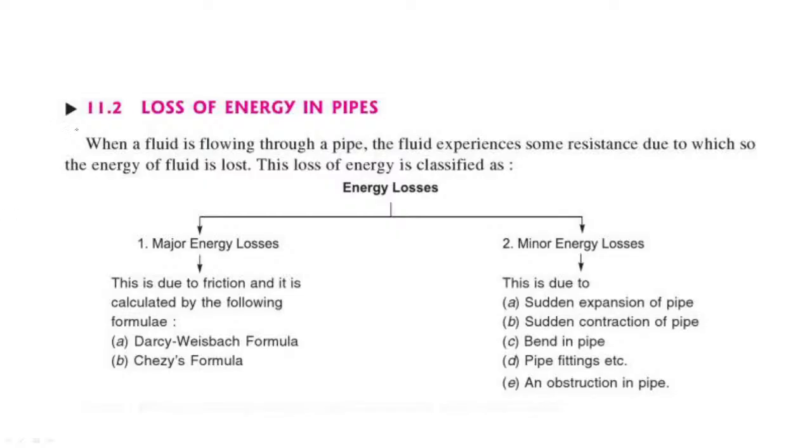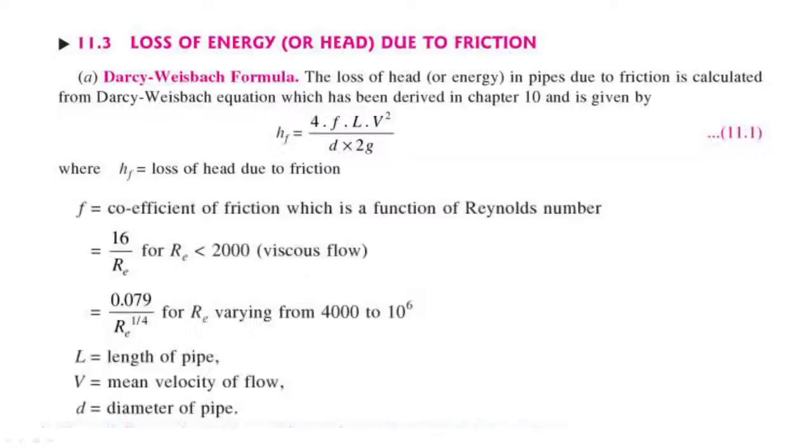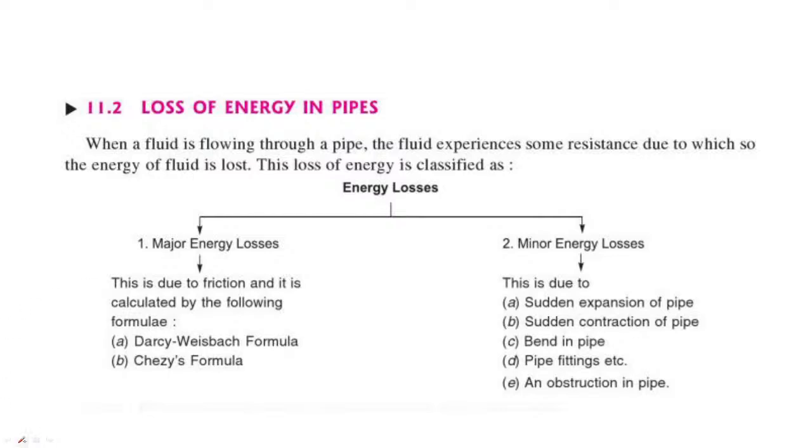Now, what are the energy losses in the pipe? This classification is very important. What losses actually happen? Basically here we are dealing with energy losses. Energy losses are of two types: one is major energy losses and the other is minor energy losses.